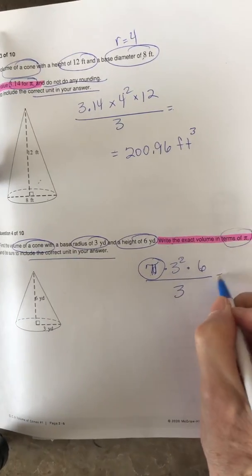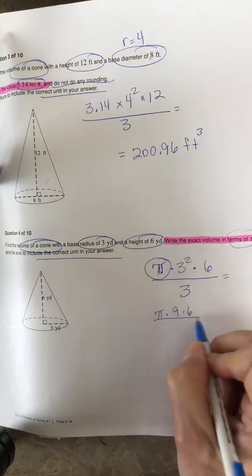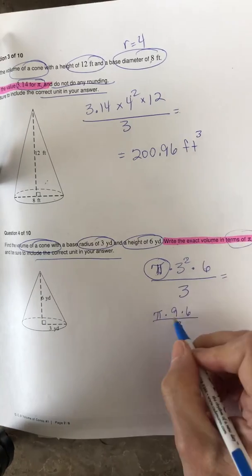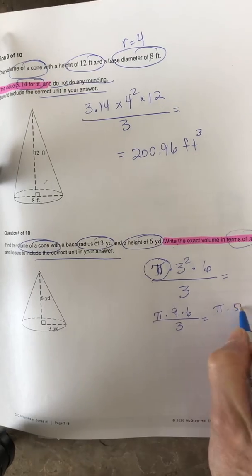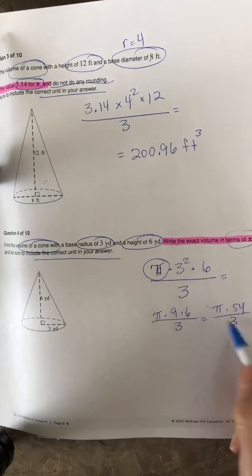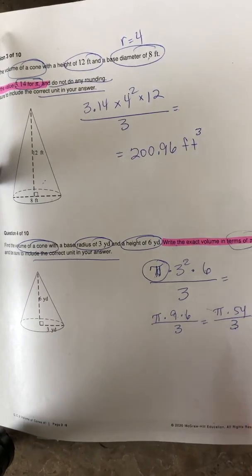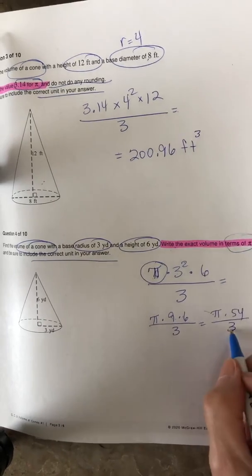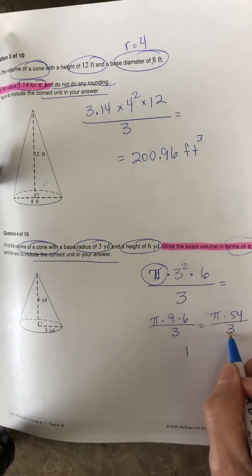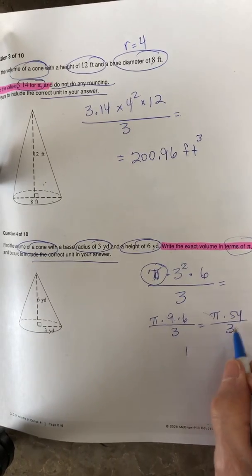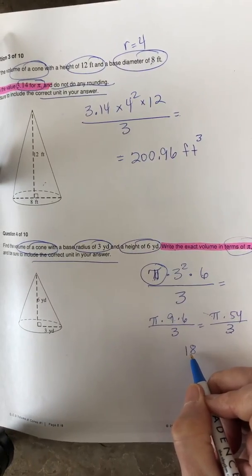All right, so I'm gonna go ahead and solve this. This will be pi times 9 times 6 all over 3. And of course, 9 times 6 is 54. So now I'm gonna go pi times 54 all over 3. Can't divide 3 into pi, but do you think you can divide 3 into 54? Why, yes you can. How many times can you? Well, let's see. 3 goes into 5 one time with a remainder of 2. So 5 take away 3 is 2. Put the 2 in front of the 4. How many times does 3 go into 24? Or 3 times what is 24? 8.